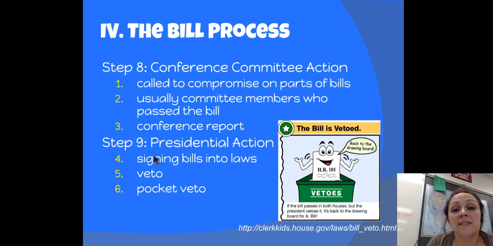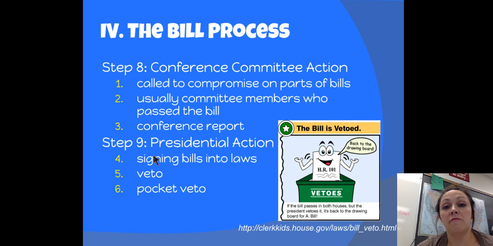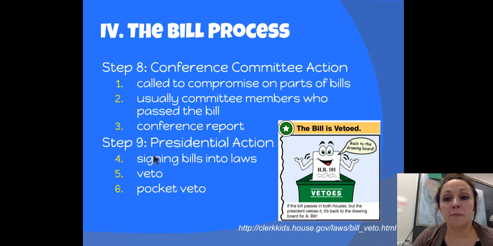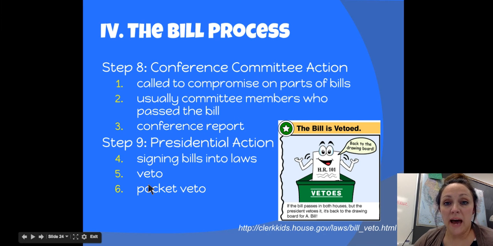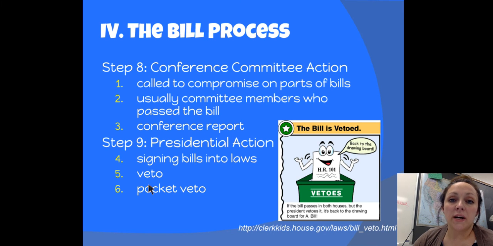Step 9 is presidential action. The president either has the option to sign the bill into law, he can veto the bill, or he can use his pocket veto power. If the president vetoes the bill, then the bill goes back to the House of Congress in which it originated, and they have to go through the whole process again. They can either redraw the bill itself, or they can vote to override the president's veto, which I'll get to in a second.